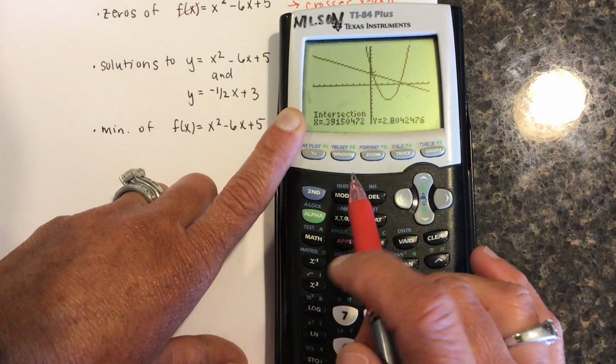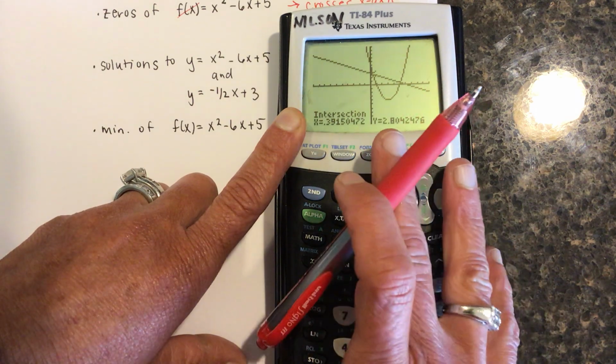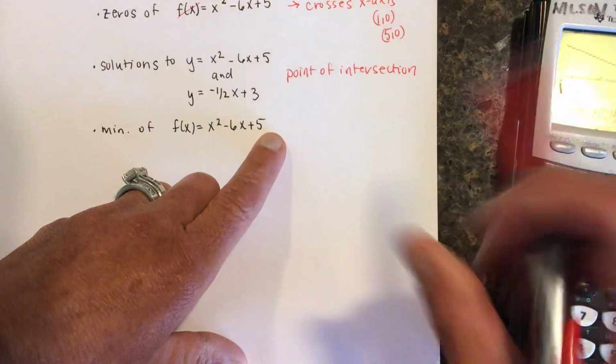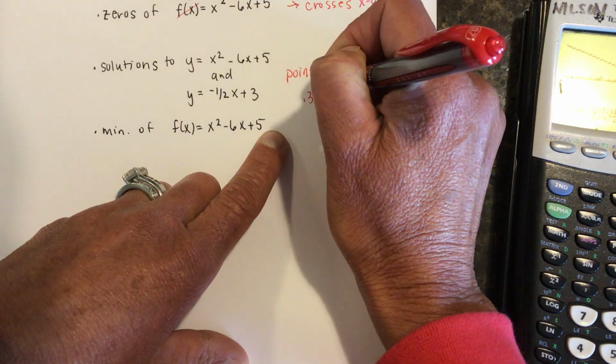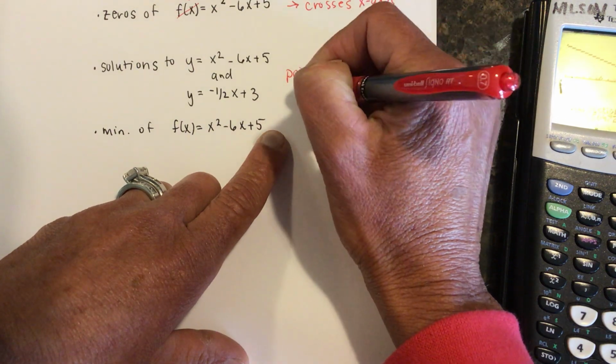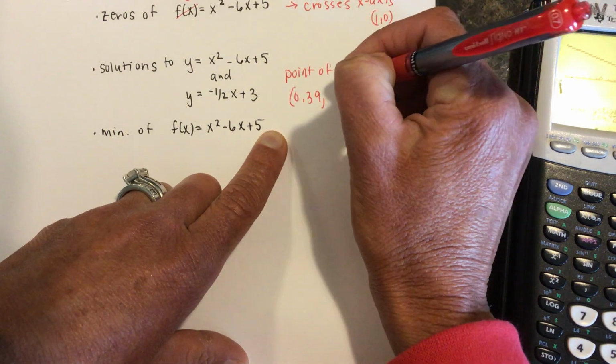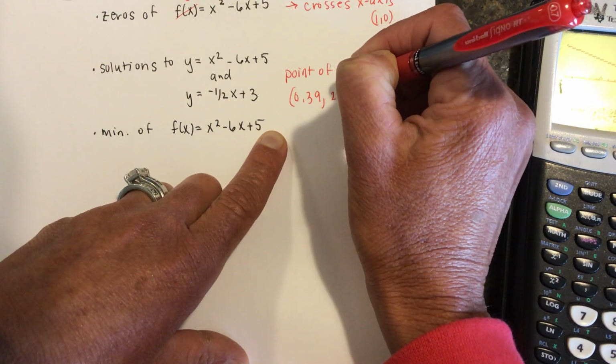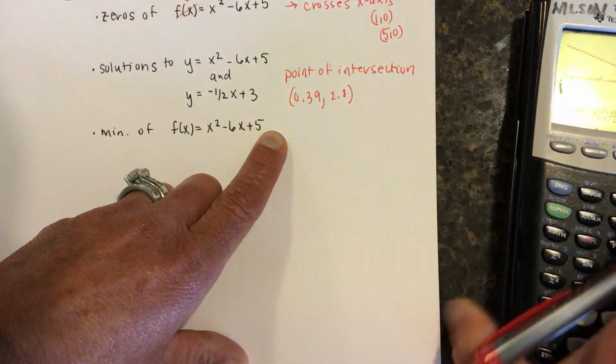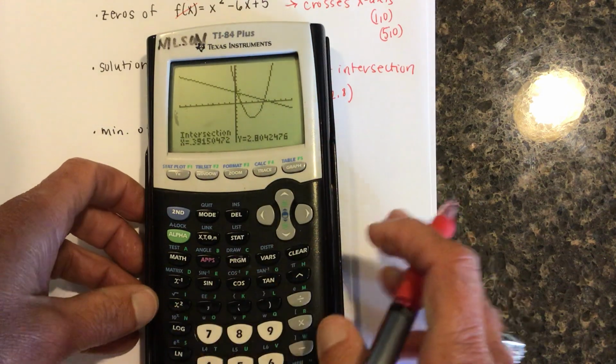It looks like it is not on an integer. It's 0.39 for my x, and my y value is 2.8. That's my first point of intersection.